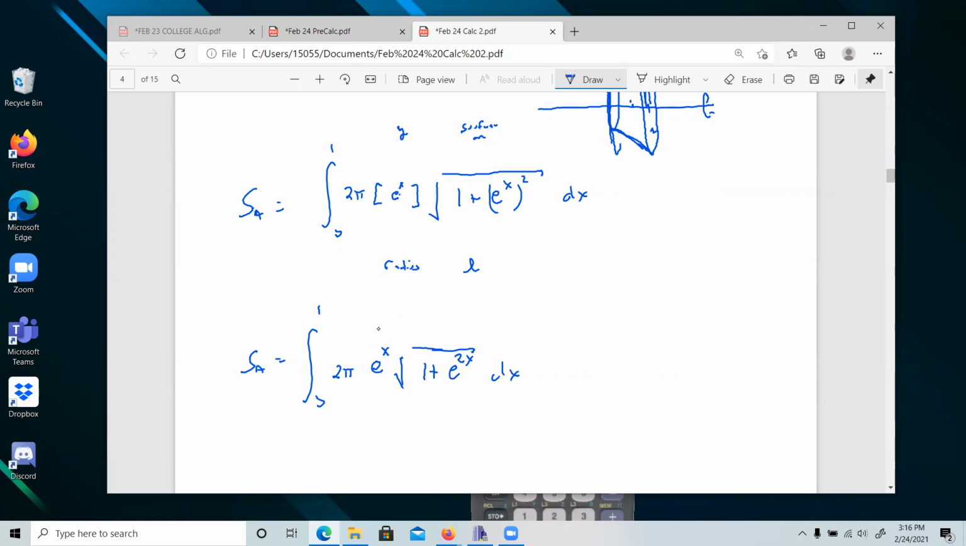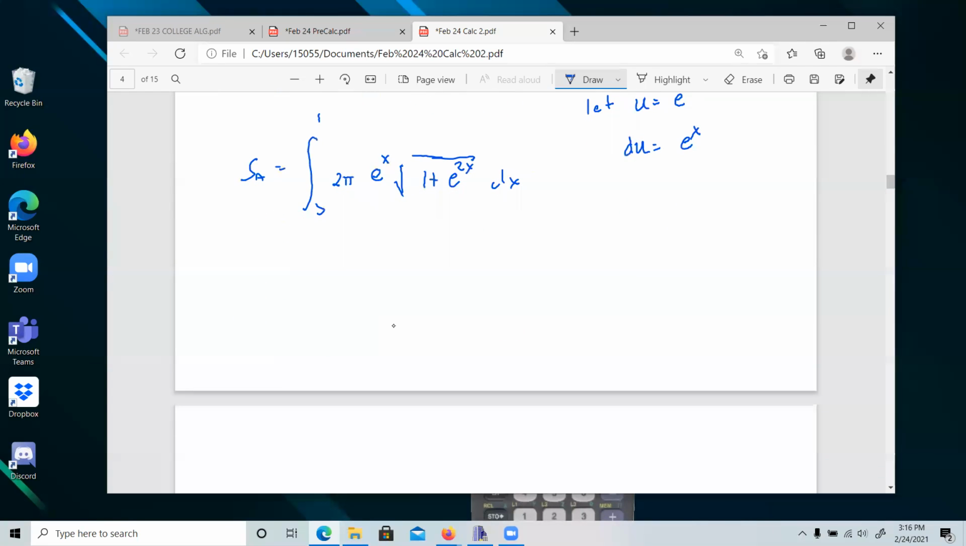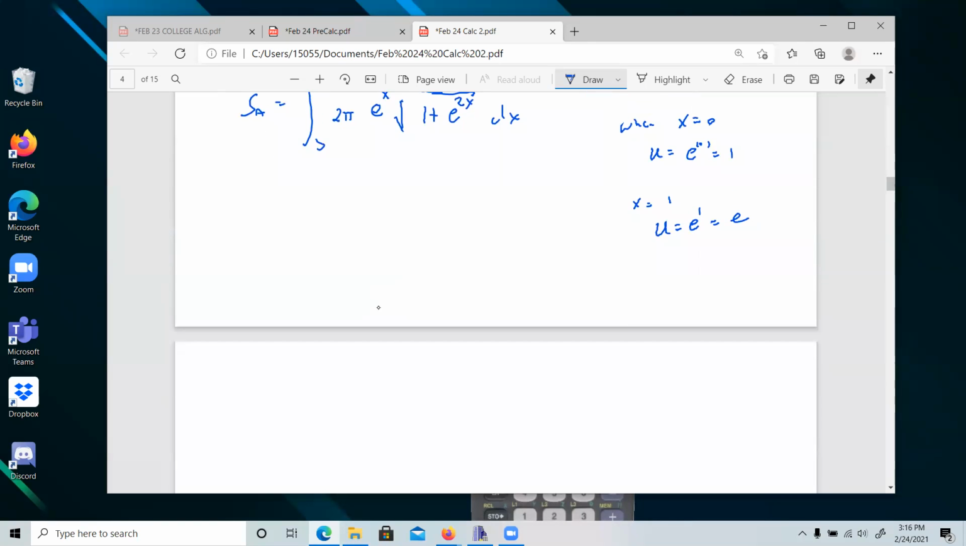Oh, I wish you wouldn't have asked. So let's go ahead and let u equal e to the x. Then du is equal to e to the x dx. You'll see. When x is equal to 0, u is equal to e to the 0, which is 1. When x is equal to 1, u is equal to e to the 1, which is e. Okay.